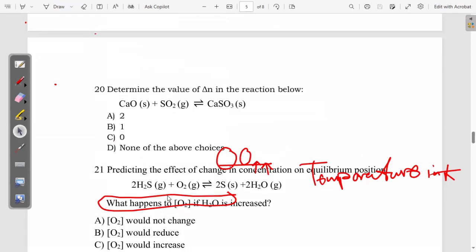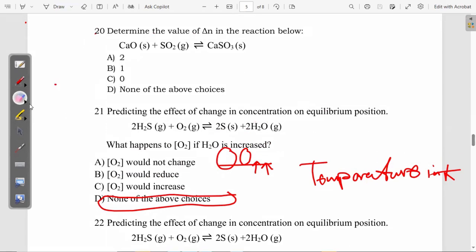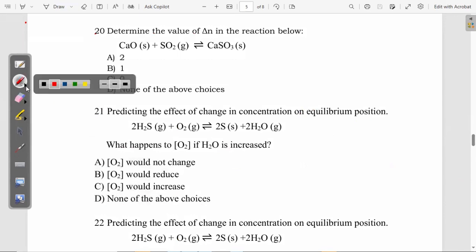What about question 20? What are they saying? They're saying determine the value of change in n in the reaction below. So what is change in n? They write a triangle and then n, that means change in n. Change in n is the difference between the moles of gaseous products and the moles of gaseous reactants.